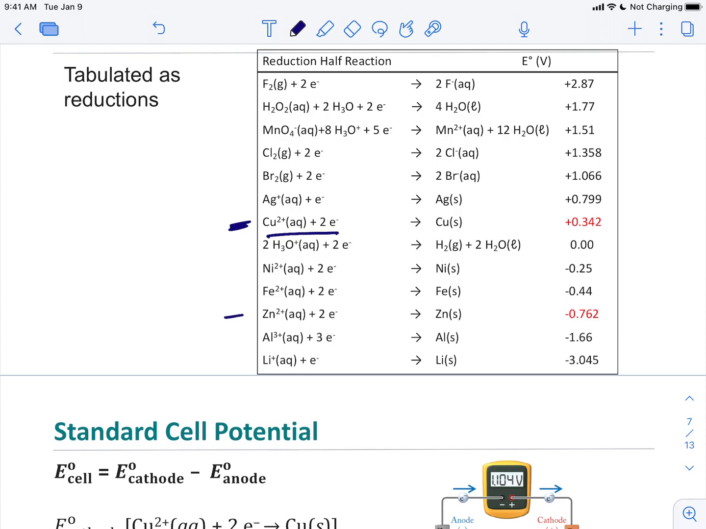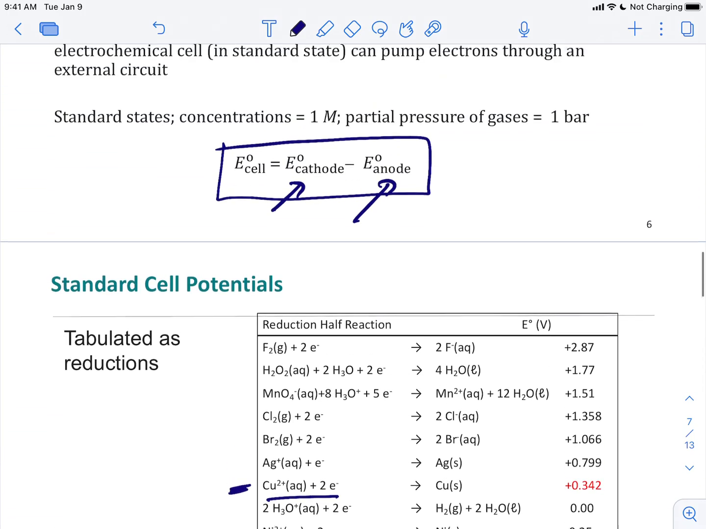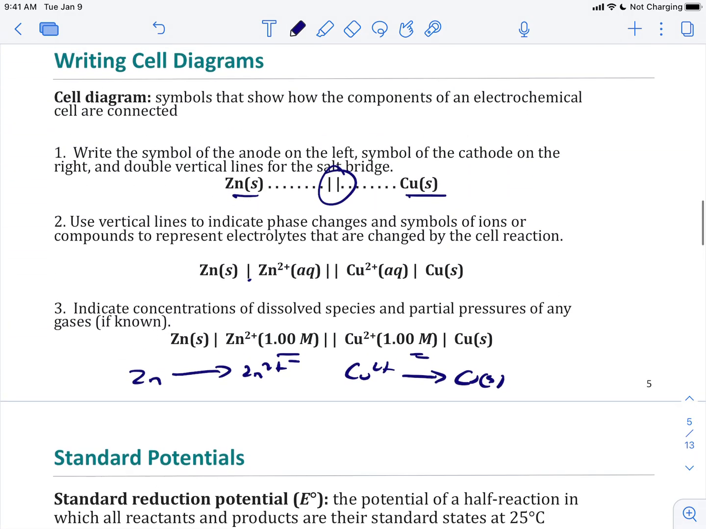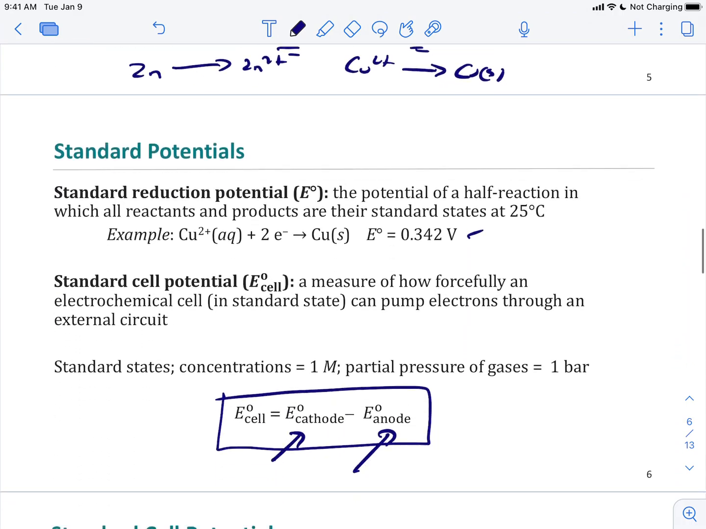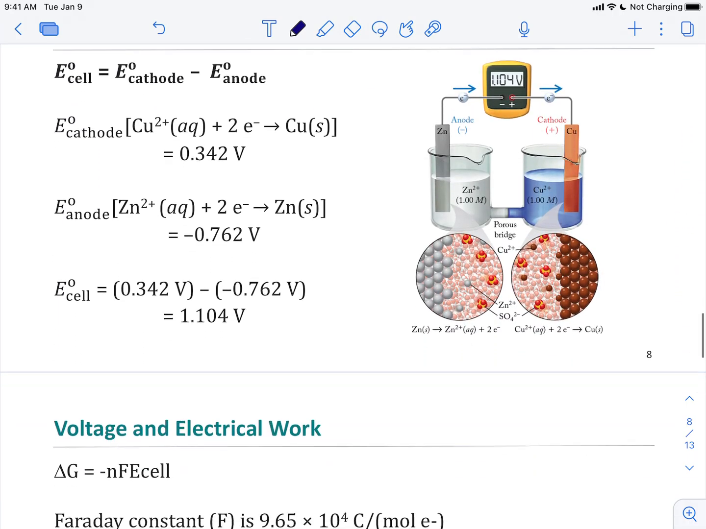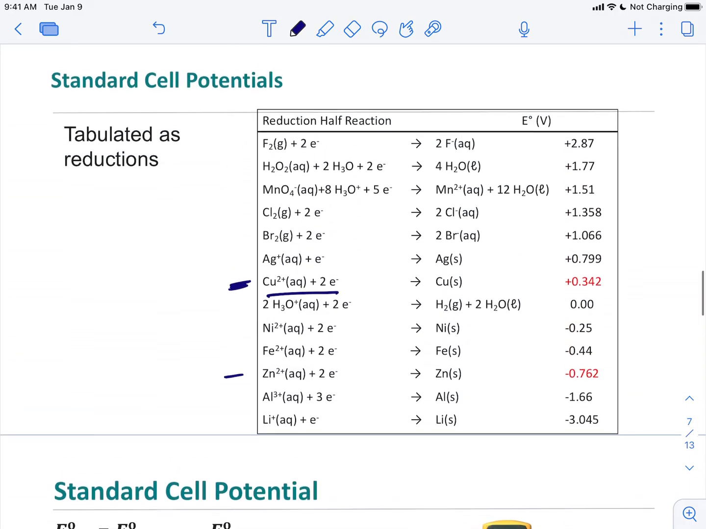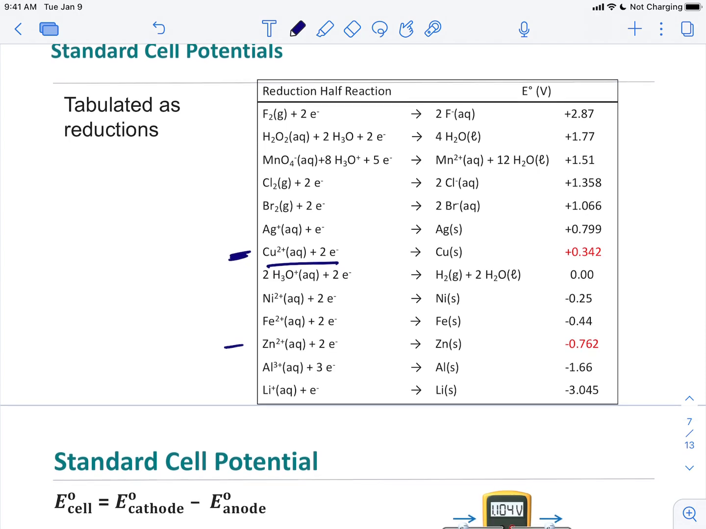So if you had a system with zinc solid, zinc ions, and copper ions, this is what's going to happen right here, because the copper will proceed. If you were to put just copper metal and copper ions with zinc ions, nothing would happen. You need the zinc metal to be oxidized. Okay? So that's what this is telling you.